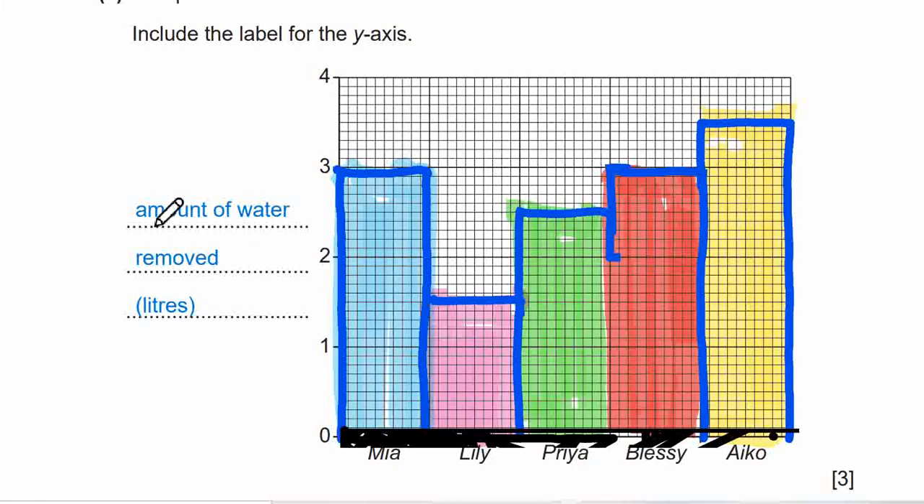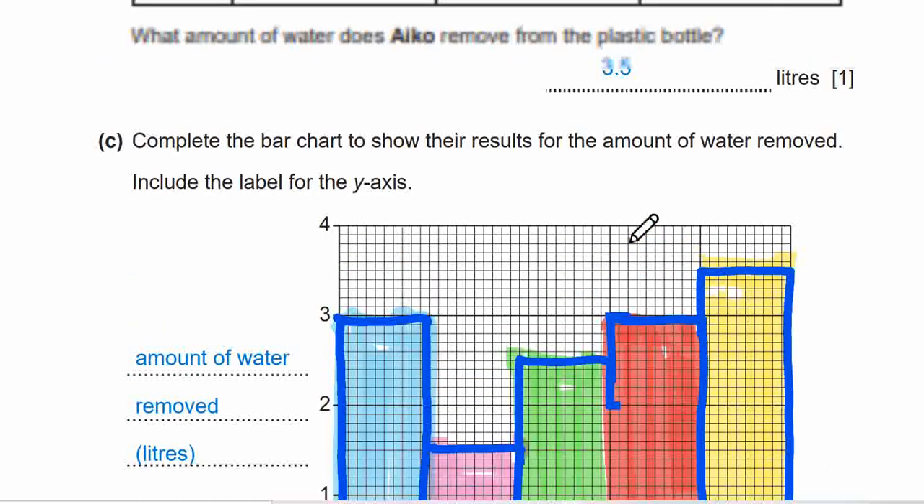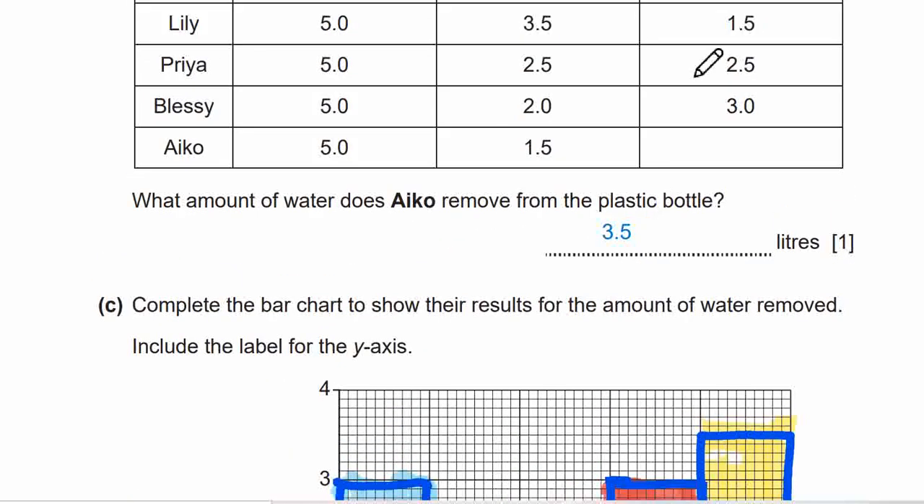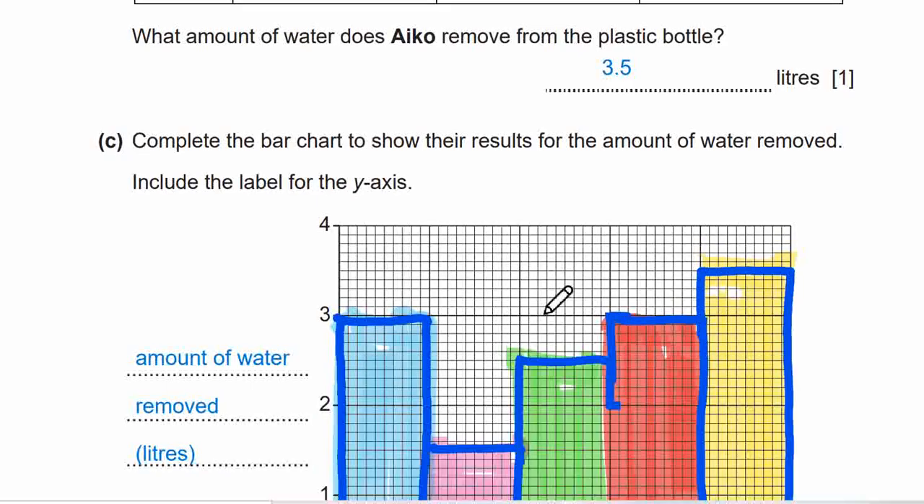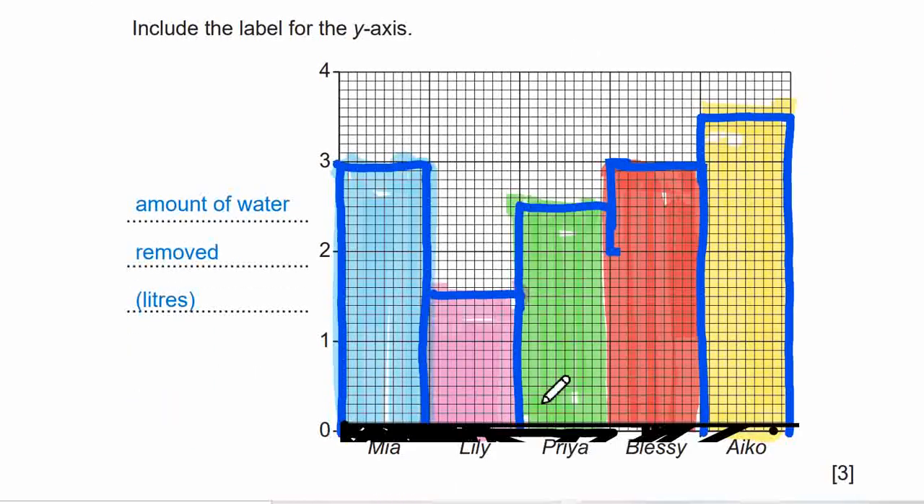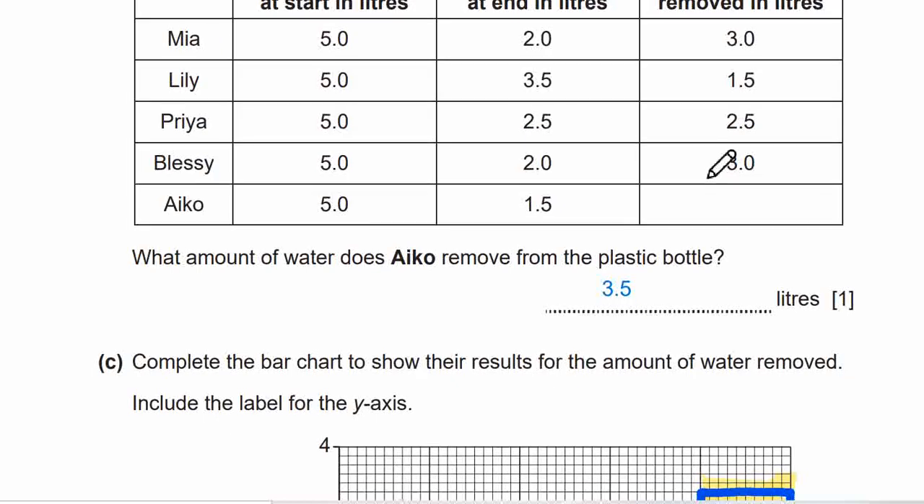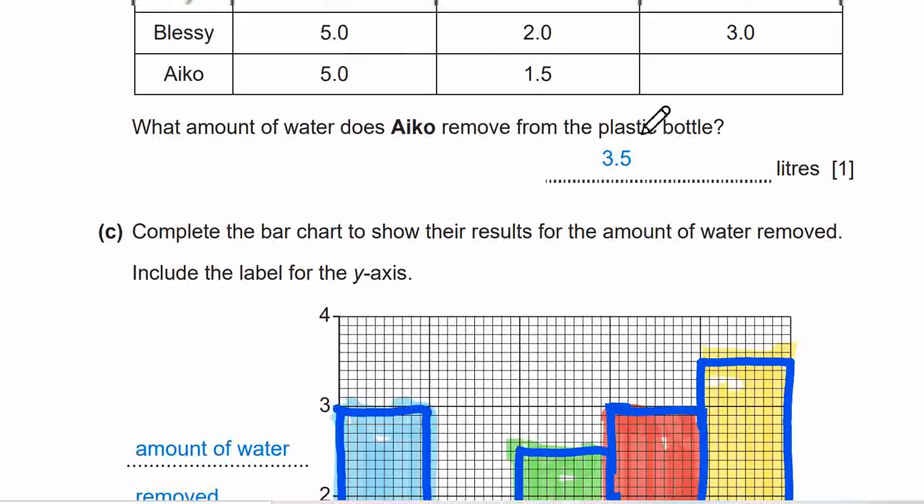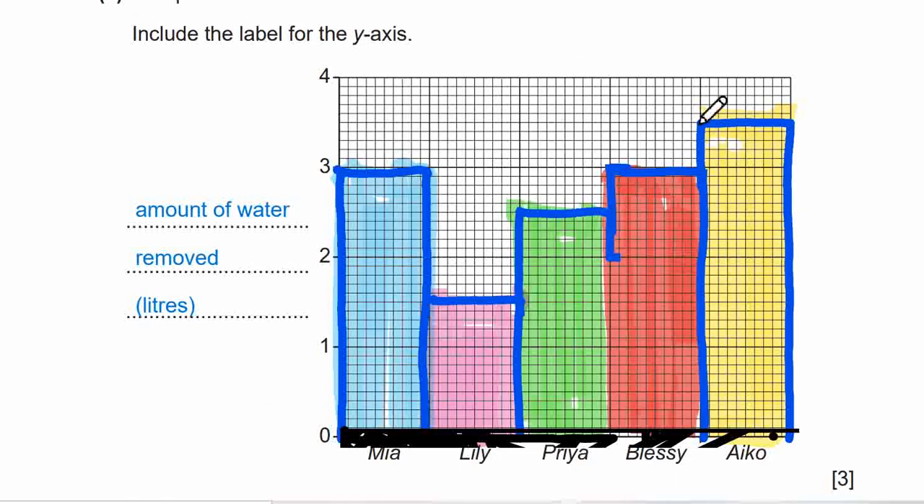After we complete it, it will look like this: amount of water removed in liters. Mia, Lily, Priya, Blessy, and Aiko. You can see that Priya is 2.5 here, and Blessy is 3, the same as Mia, and Aiko is 3.5 here. So that's it. Okay, it's just our table.